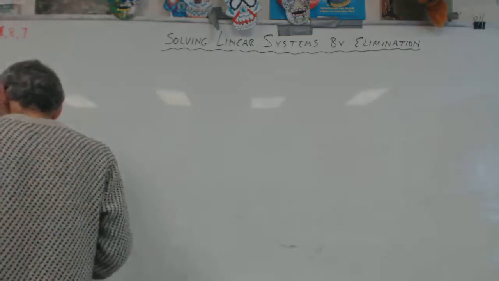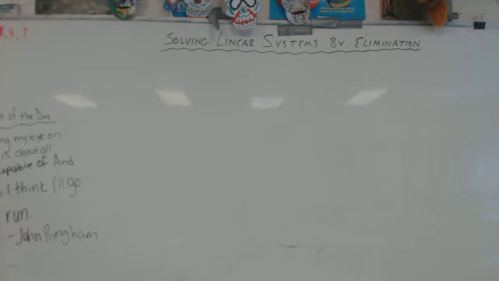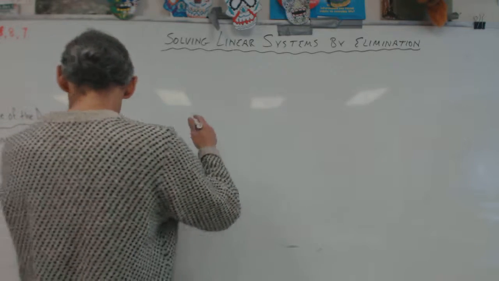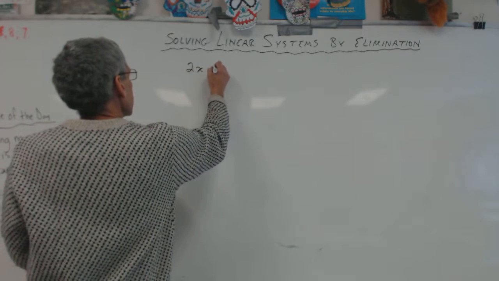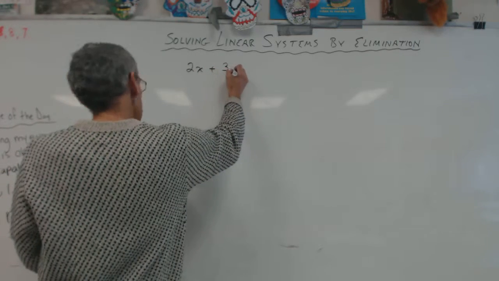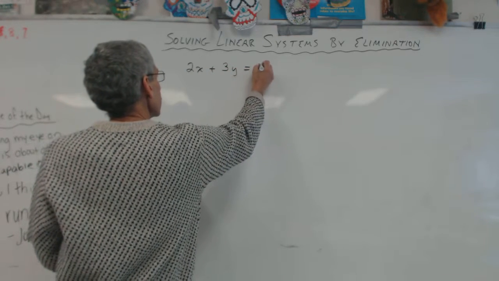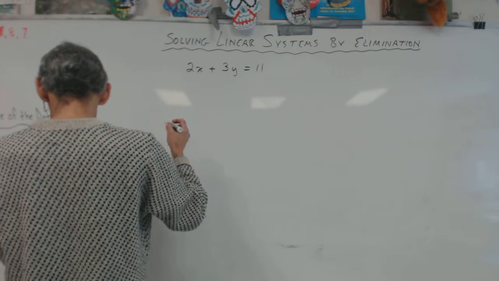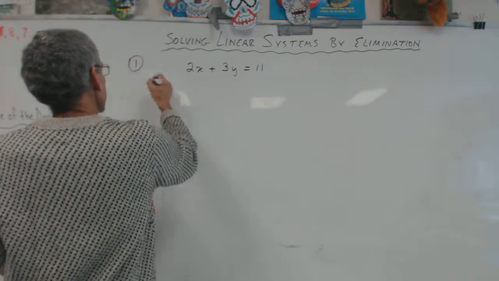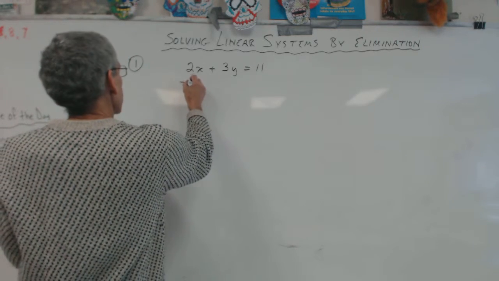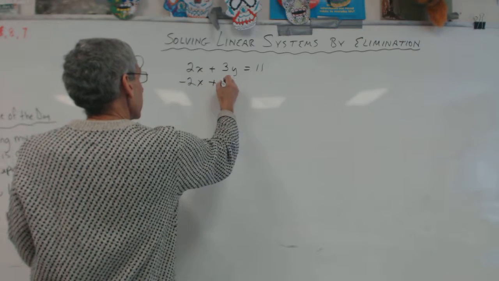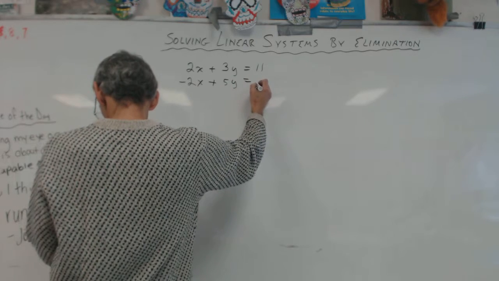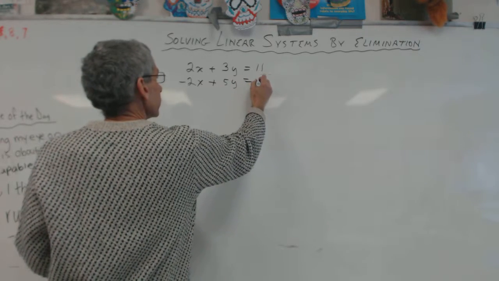Okay? So let me show you, let me write down a problem. So let's say we have 2x plus 3y. This is where you start writing in your notes. This is example number 1. And negative 2x plus 5y is equal to 13.